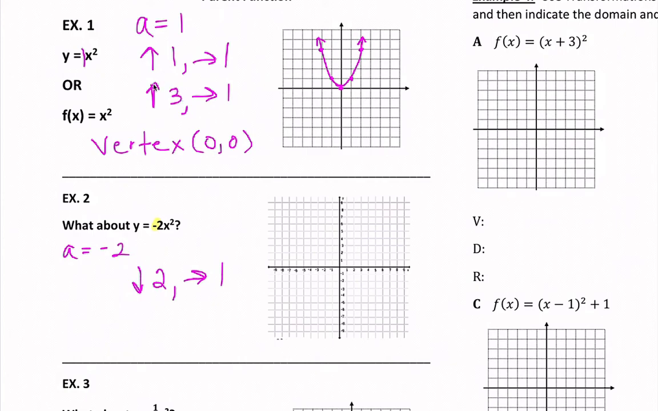Take what it was supposed to be. It was supposed to be up 3, so I'm going to take my positive 3 and multiply by my a, negative 2. That's going to give me a negative 6. So then it tells me to go down 6 over 1. So guys, the only thing I'm ever going to change is this first part right here. The over 1 will stay the same, okay?